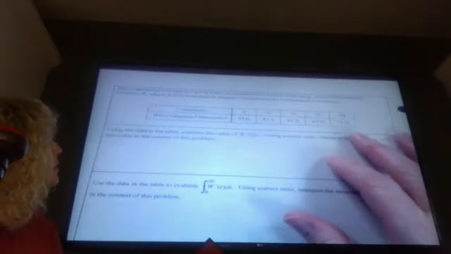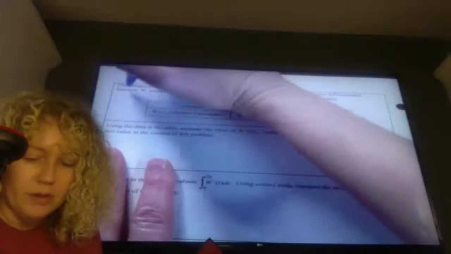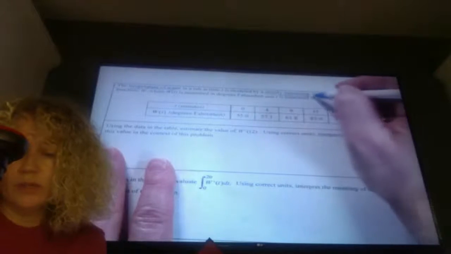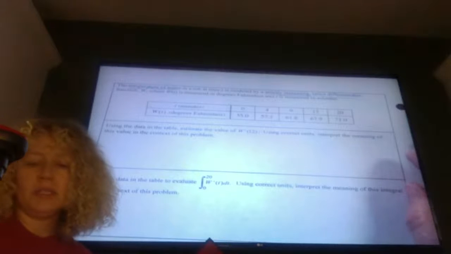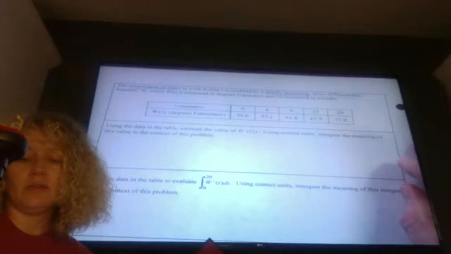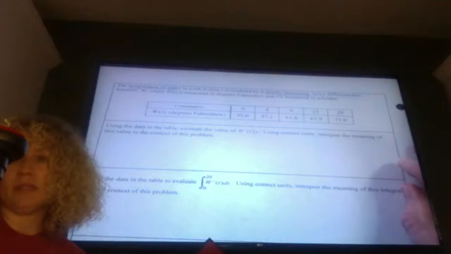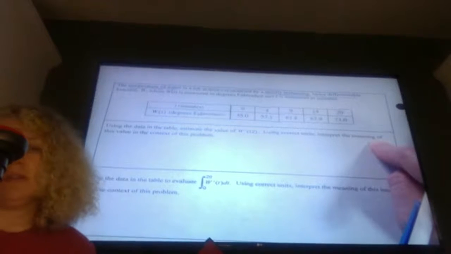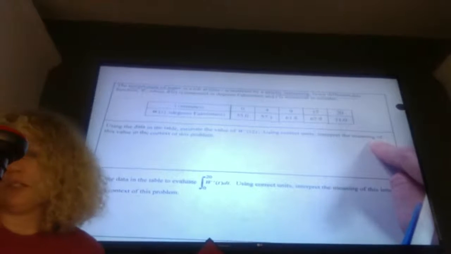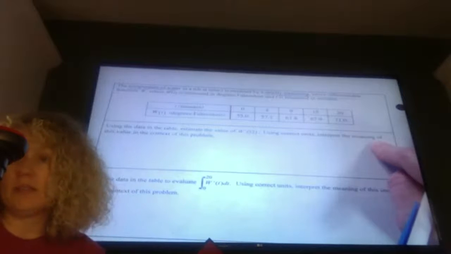We got water in a bathtub. Got the temperature. So we're looking at the temperature of the water, and it's strictly increasing. That's good. Twice differentiable. That's good. Where W of t is measured in degrees Fahrenheit and t is measured in minutes. Okay, so this is what we have. Use the data in the table to estimate the value of W prime of 12 using correct units. Interpret the meaning of this value in context of the problem.